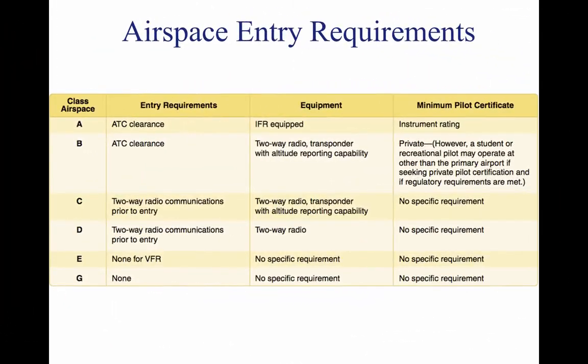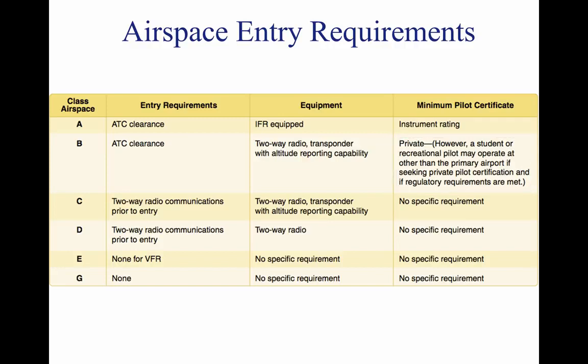The above picture shows the different airspace classes, the requirements to enter each, the equipment required in each airspace, and the license required to enter, if any. Class A requires that all pilots have an instrument rating because all flights are conducted under IFR. Class B requires a private pilot license to enter or a lesser certified pilot with the appropriate training.